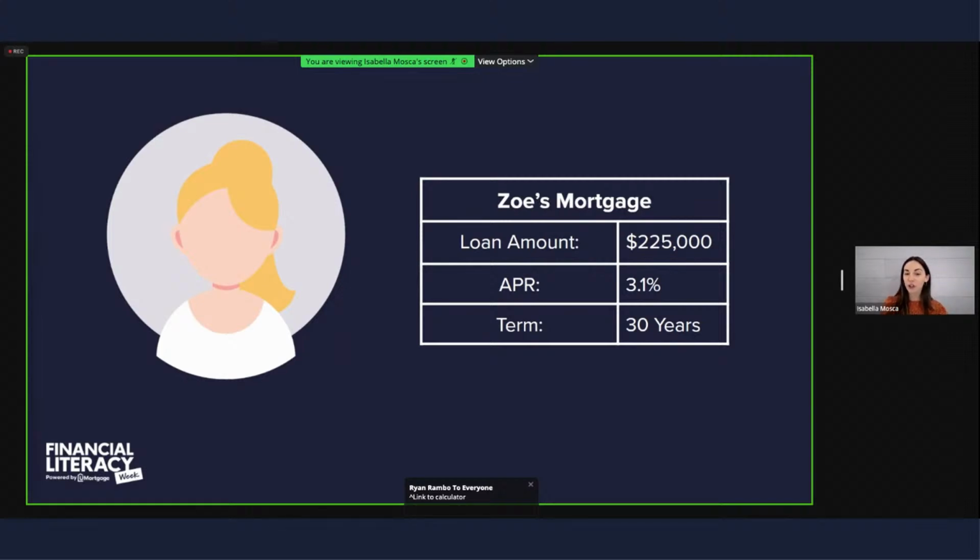So the link to the calculator was just sent in the chat. I'll give you all just another moment to get that pulled up and we will run through our example.